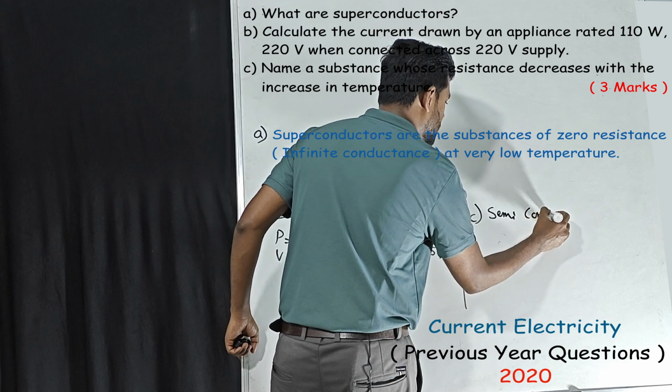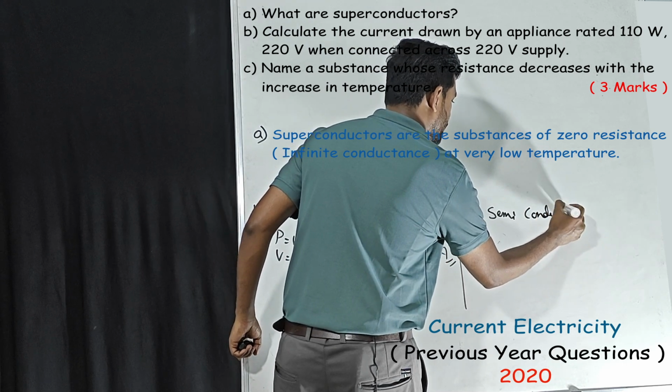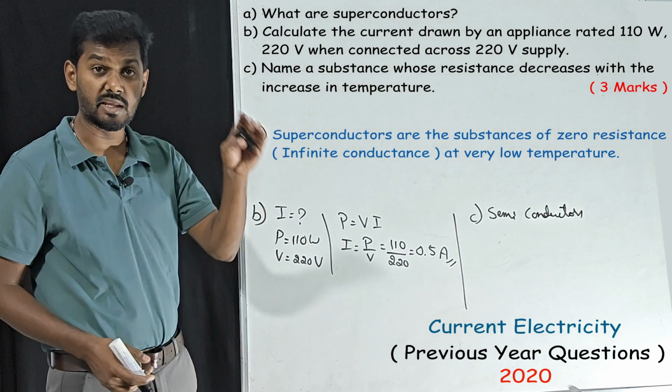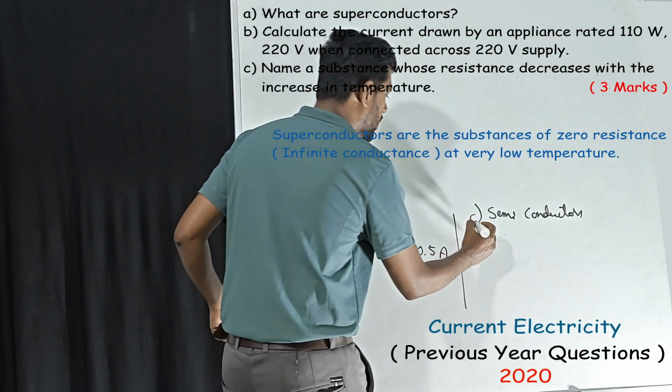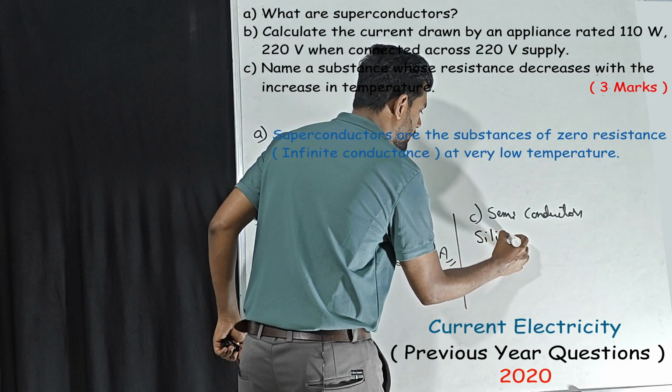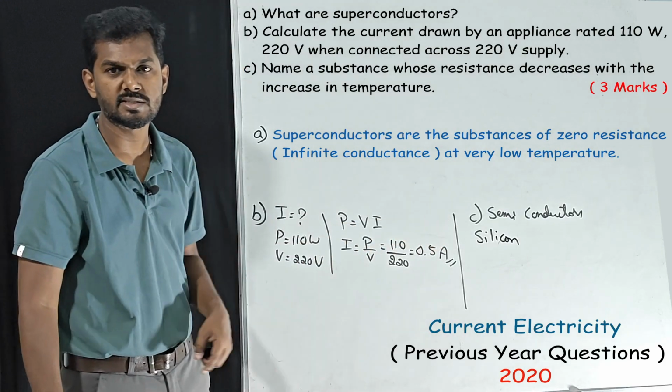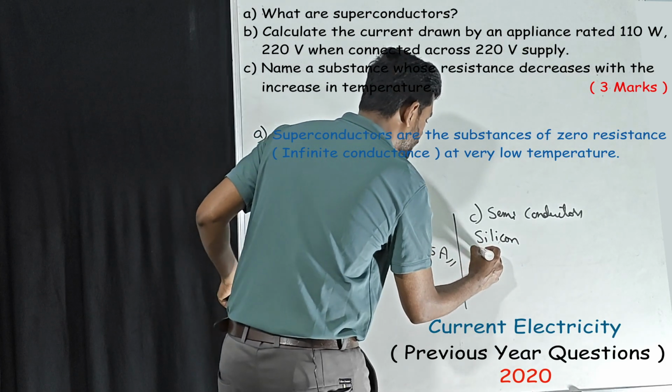In semiconductors, resistance decreases with increase in temperature. Example, silicon. Okay, so this is one example. We can take it as germanium.